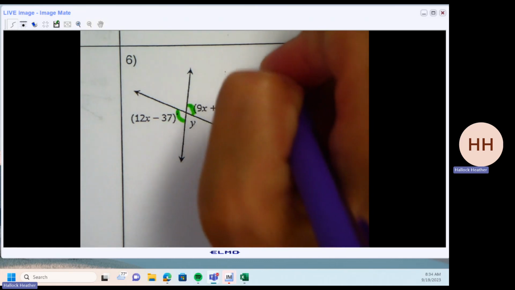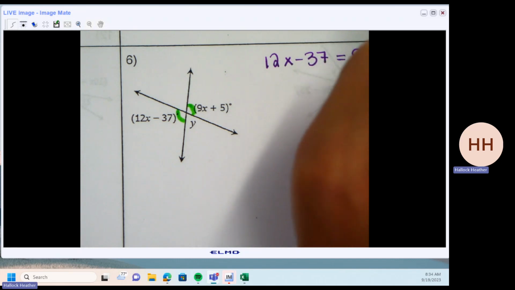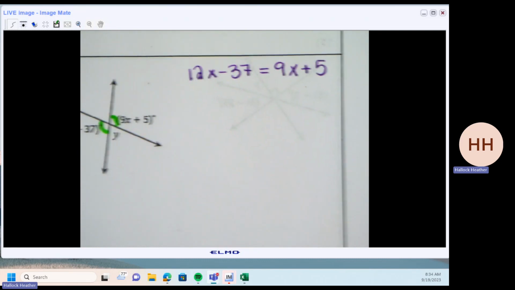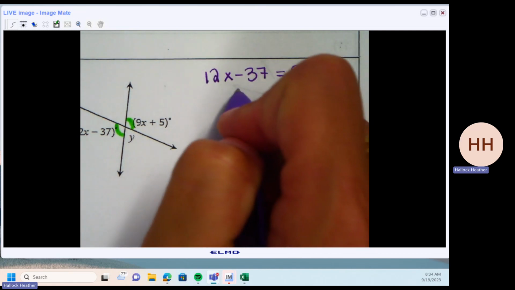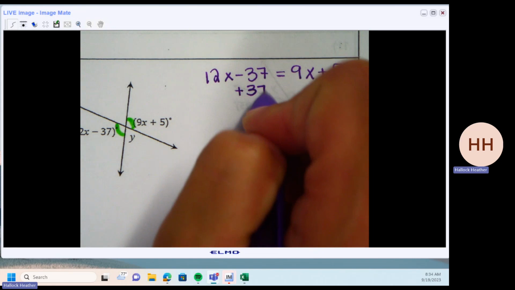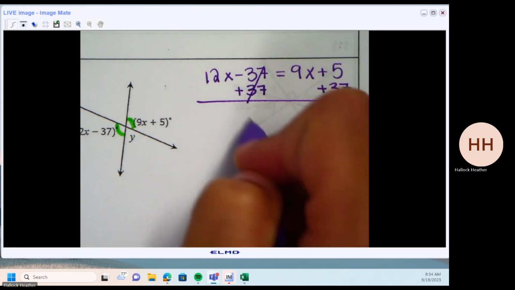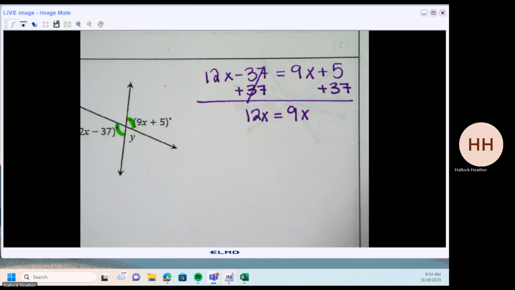Since I know that they are the same angle measure, I'm going to set them equal to one another. So I could do 12x minus 37 equals 9x plus 5. So I'll have to solve for x, and then I'll use that to find y. Since I know they're equal to each other, put an equal sign between them, and now I can move something. It doesn't matter what. Does anybody have a preference on what I move? The 37. So I'm going to add 37 because it says subtract. So I'm using opposite operations. So I have 12x equals 9x plus 42.